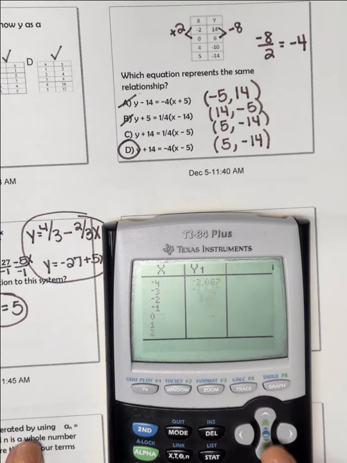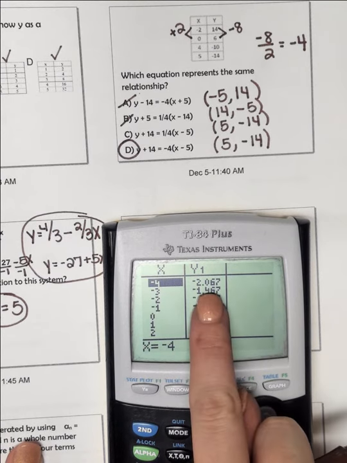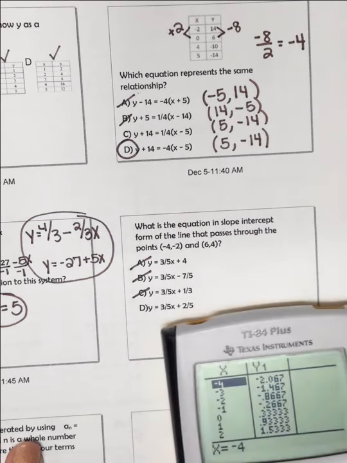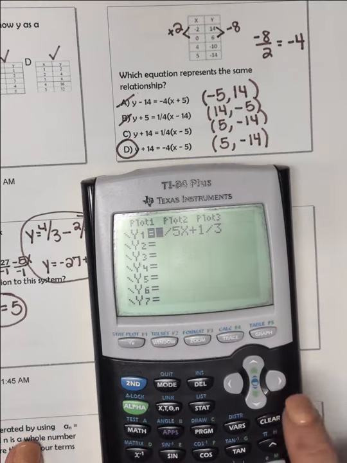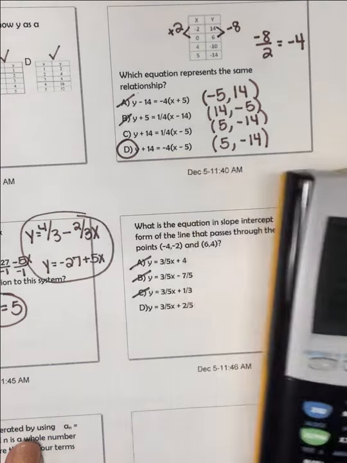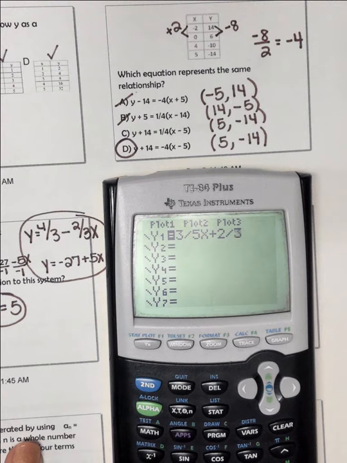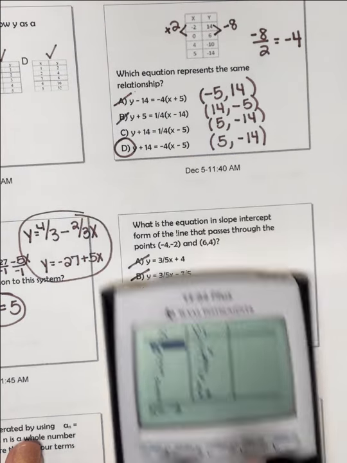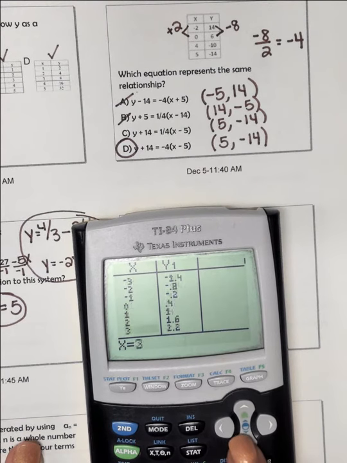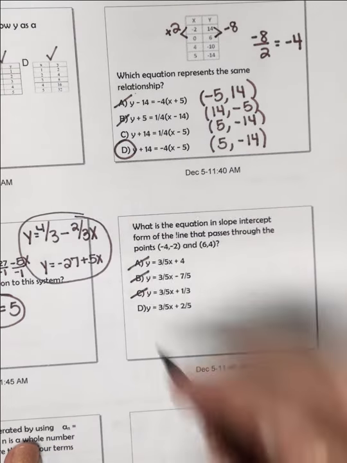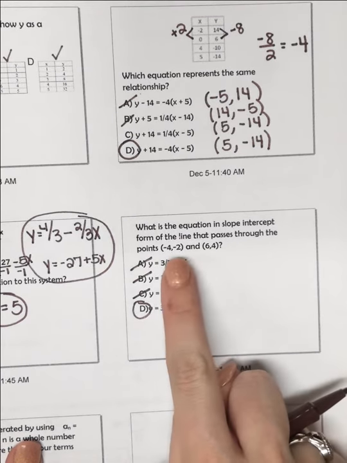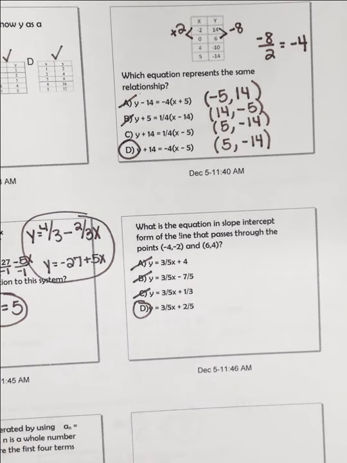Second, trace, negative 4. Ooh, that's close. Negative 2.067. But no, it's not exact. Okay, here, 3/5 x plus 2/5. Ooh, that first point is, let's check the other point, 6/4. Yay, that's our answer. That's not hard. Equations in calculator, check points. You can do that.